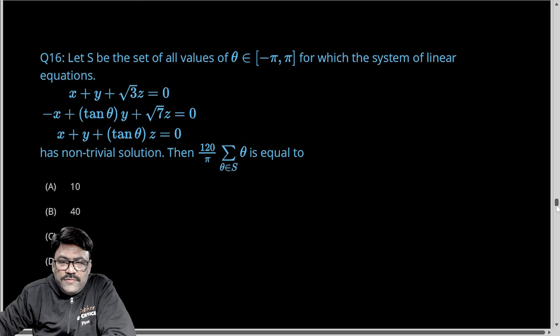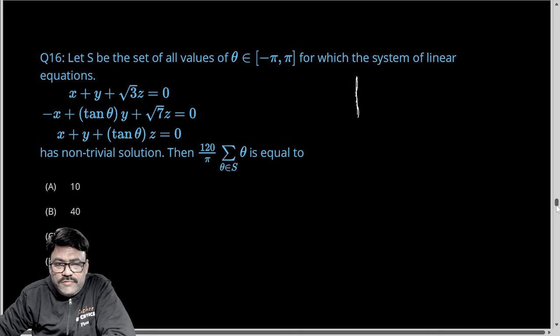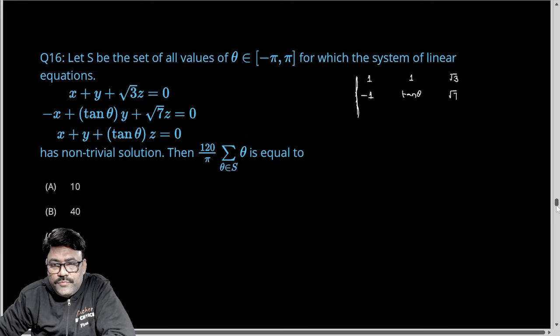Since the system gives you a non-trivial solution, the determinant formed by the coefficients should be 0. In the first row I will take 1, 1, root 3. In the second row I will take minus 1, tan theta, root 7. And in the third row I will take 1, 1, tan theta. This determinant should be 0.